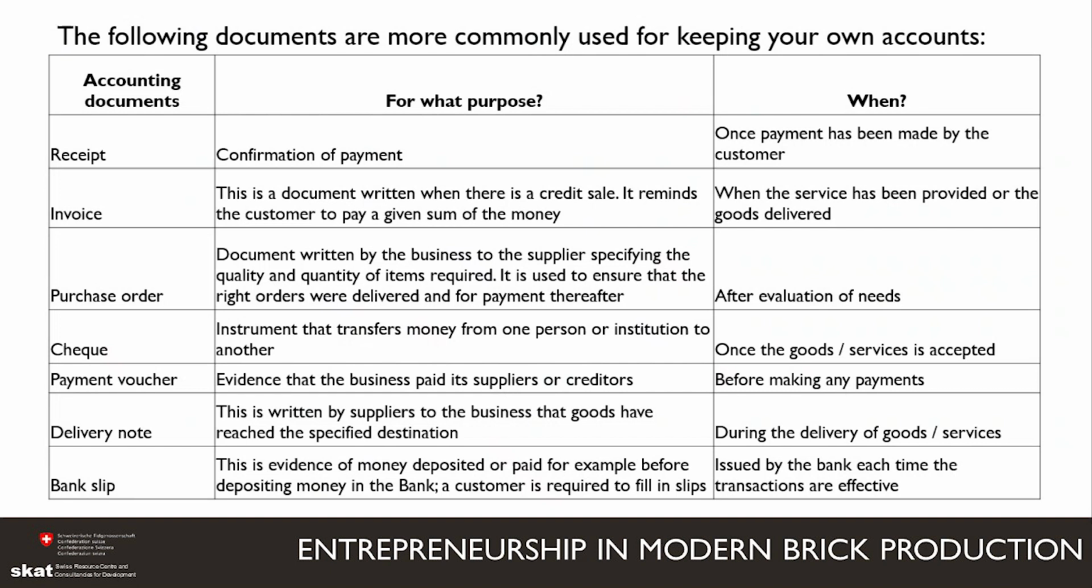Normally, all transactions are done using different types of documents. Here, I have tried to list some key documents that are being used. For instance, the receipt, invoice, purchase order, check, payment voucher, delivery note, and a bank slip. As you can see from this table, each of these documents has its own purpose and time when it is issued. For instance, the receipt is issued as confirmation of payment. Once the payment has been made by the customer, that is when you issue the receipt.